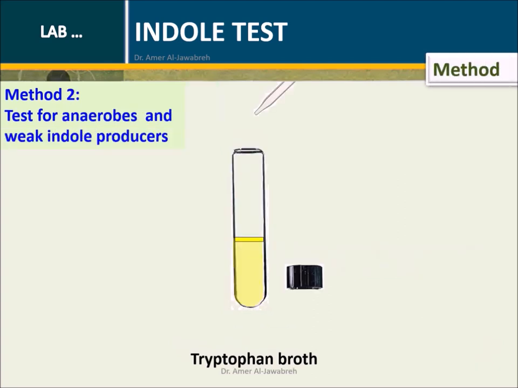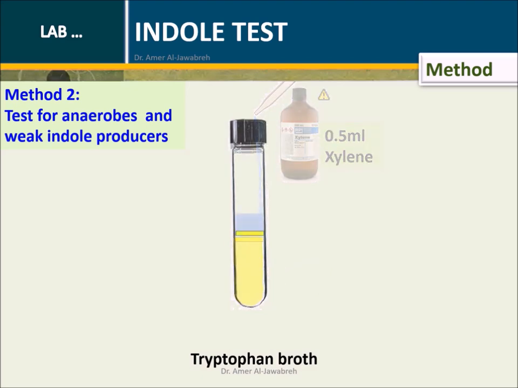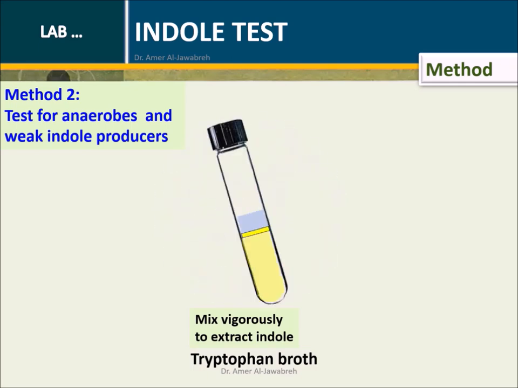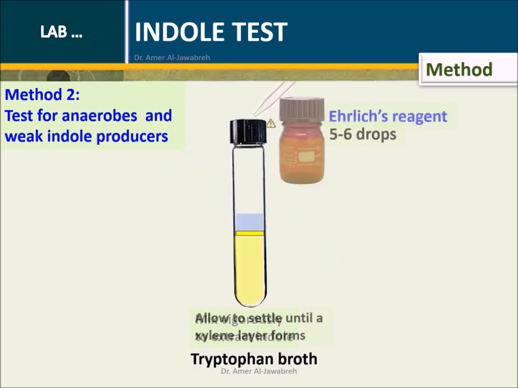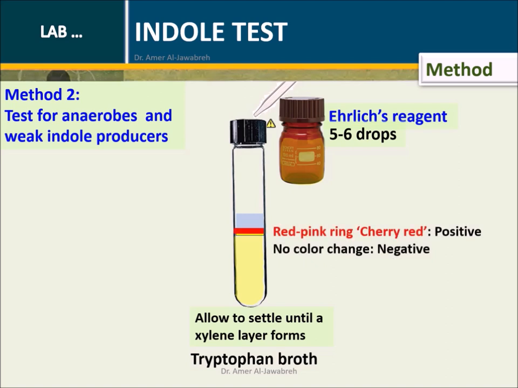Method 2. Test for anaerobes and weak indole producers. Add 0.5 ml of xylene. Mix vigorously to extract indole. Allow to settle until a xylene layer forms. Add 5 to 6 drops of Ehrlich's reagent. Close tube. Within seconds to a maximum of 15 minutes, a red-pink ring will develop on the surface if indole positive. If indole negative, no change in color is expected. Sensitivity of the method, 92.6%.